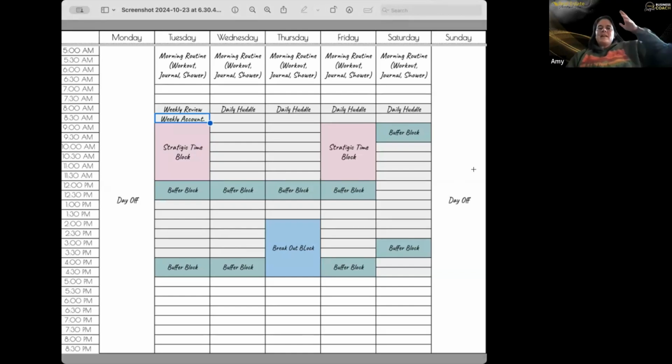There's no wrong or right answer to where that breakout block goes. You might have 15 minutes a couple times a day all week long for that breakout block where you just go for a small mini walk. So it's totally up to you. Maybe one week you get your hair done, one week you have a massage, and one week you go get your nails done. It could vary week to week. There are no rules to that breakout block.